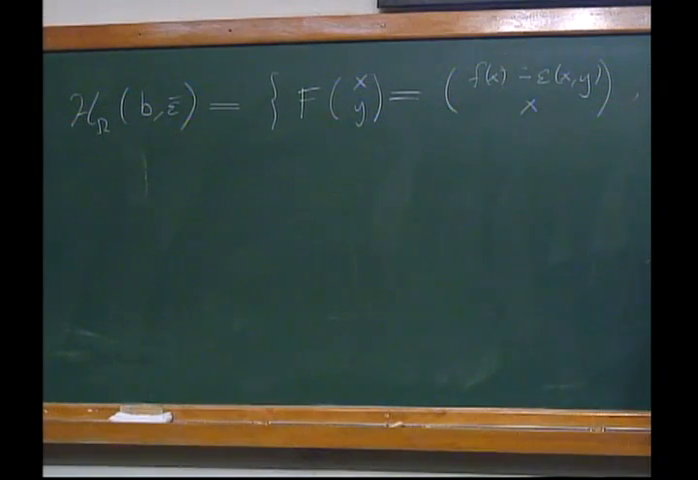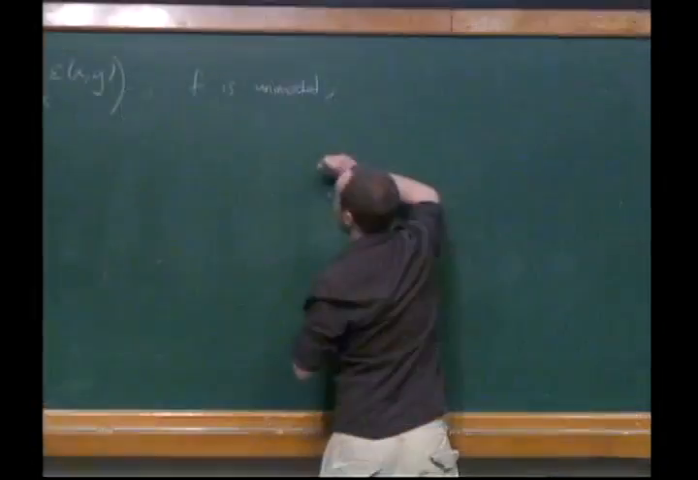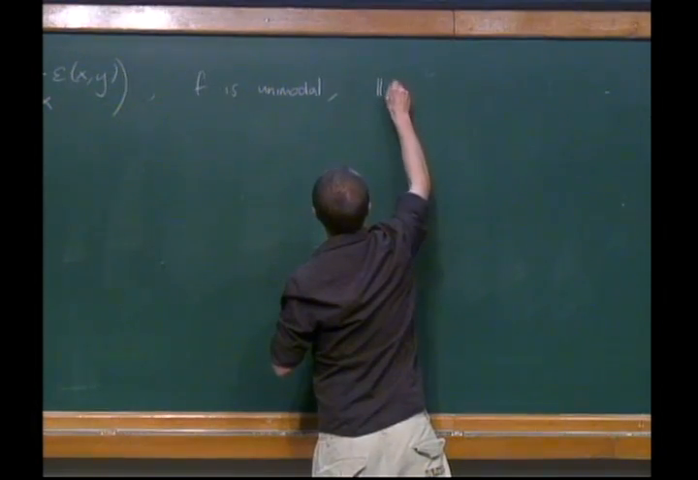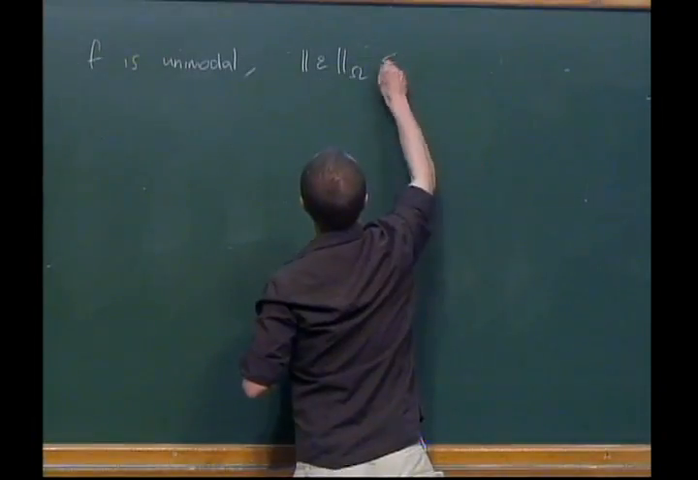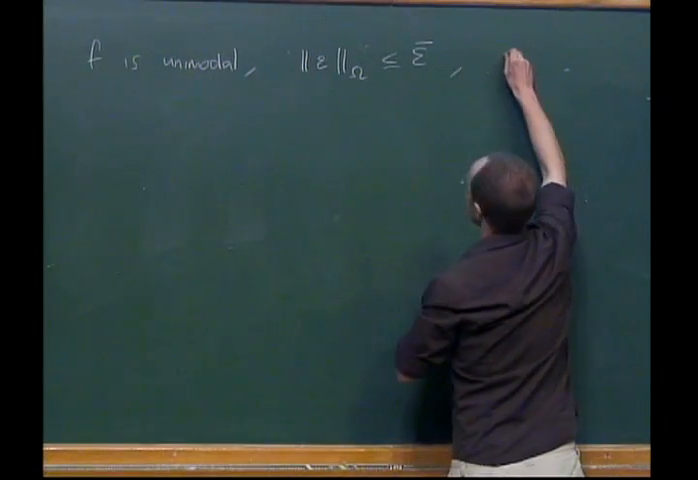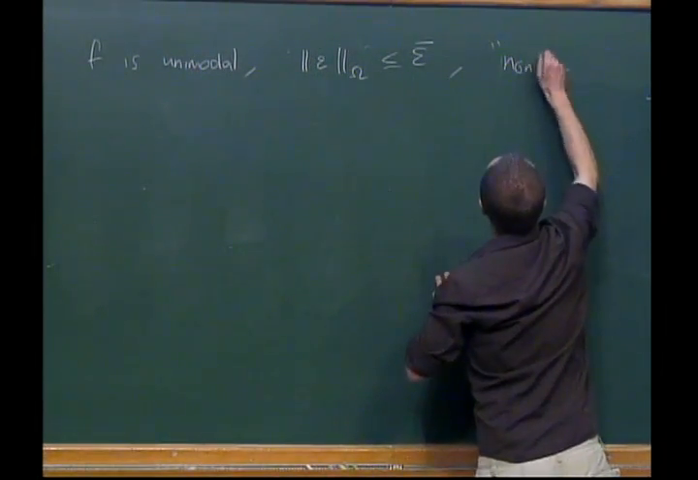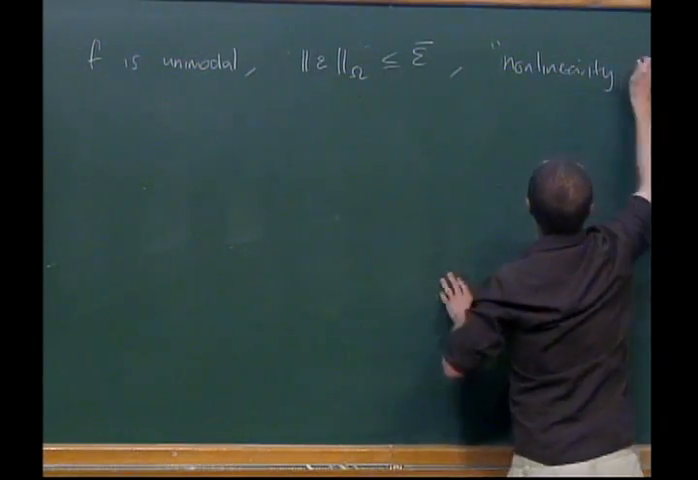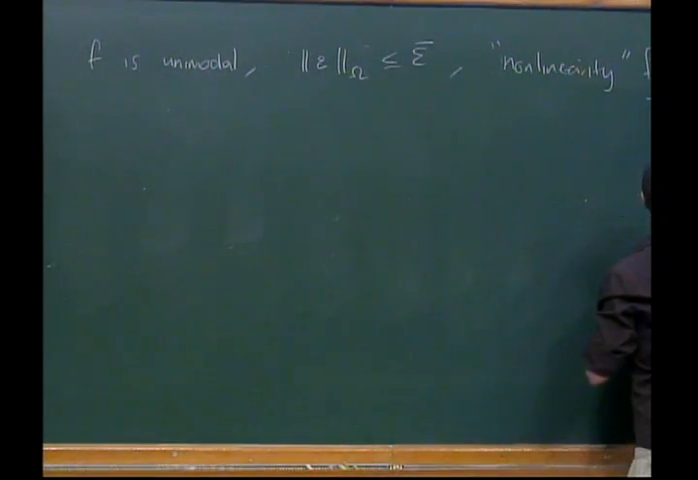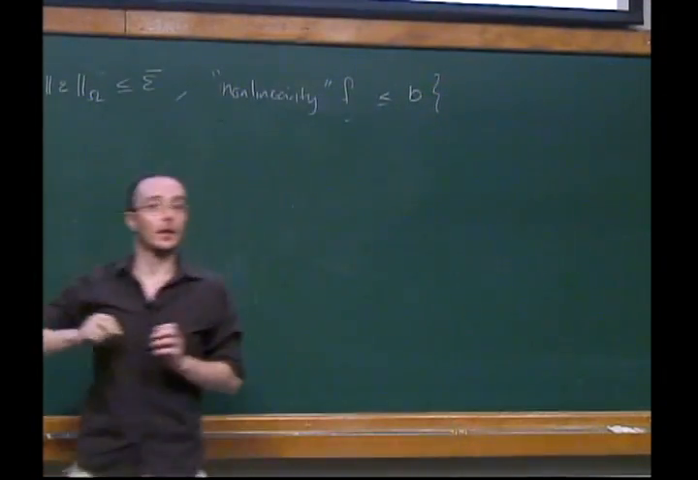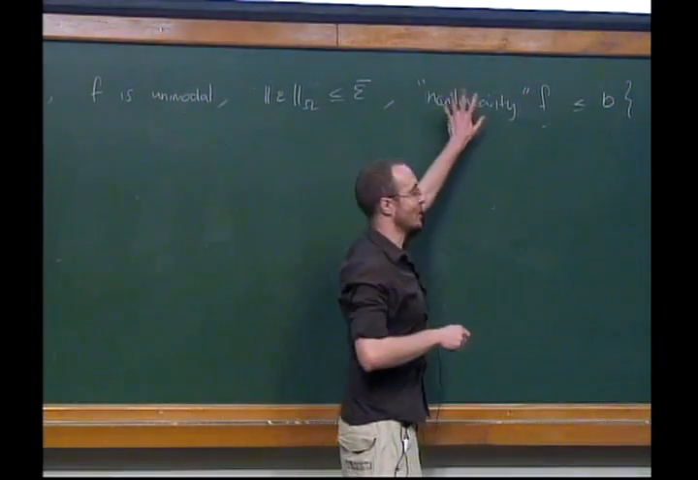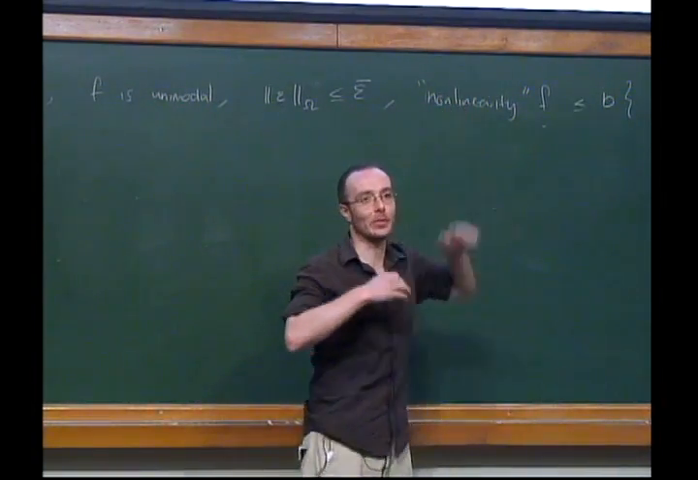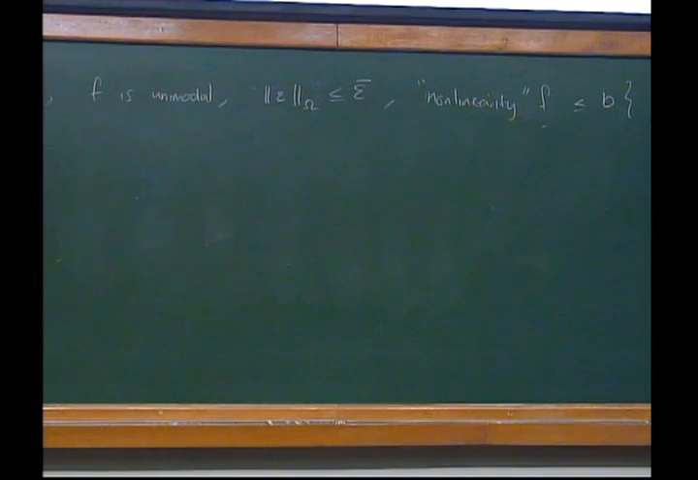F is unimodal, analytic, and epsilon, let's say we take the C0 norm on this little bidisk, and this is going to be bounded by epsilon bar. Oh, and I should say that the nonlinearity of F is bounded by B. Okay? Okay. So, let me not get into this, but this is just basically the same thing as you do in one dimension. Okay. Well, it is a one-dimensional statement.